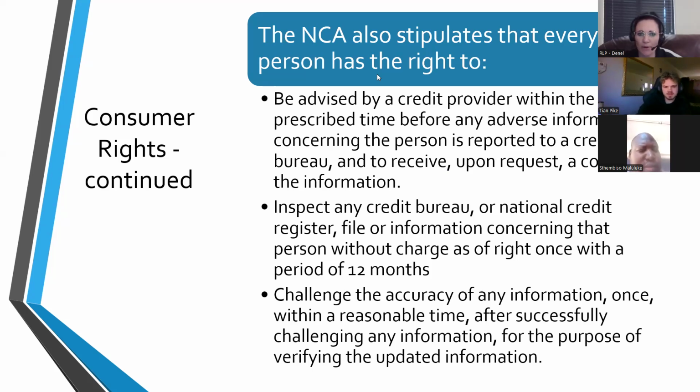Once a year. Perfect. And then lastly, challenge the accuracy of any information once within a reasonable time after successfully challenging any information. So basically, it says that if you are unsatisfied with the information that a credit bureau has on record about you, you provided proof to them that that information is incorrect, you have the right to follow up to make sure that they actually change the information according to the proof that you supplied to them.